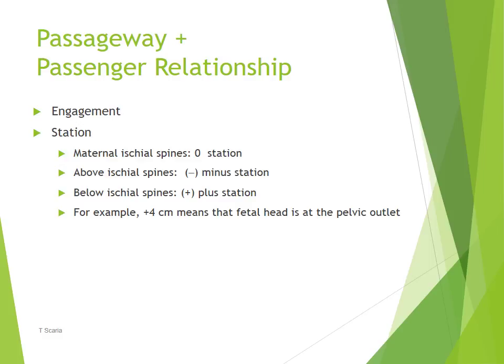And next one is station. Station refers to the level of the presenting part in relation to the maternal ischial spines. And remember, I have shown this by using the maternal pelvis. When you call zero station, it is at the level of the ischial spines, above the ischial spines it is minus station, and below the ischial spines it is plus station. For example, plus 4 centimeters means that the fetal head is at the pelvic outlet.